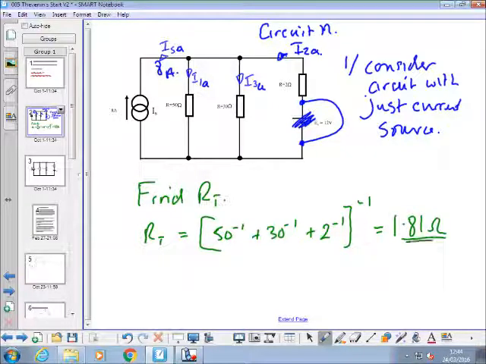I get 1.81 ohms. Anyone disagree with that?